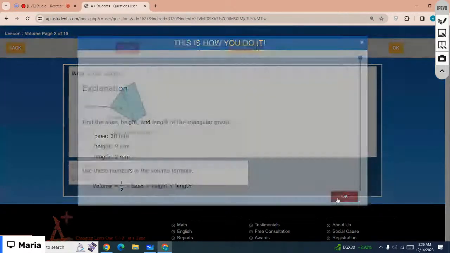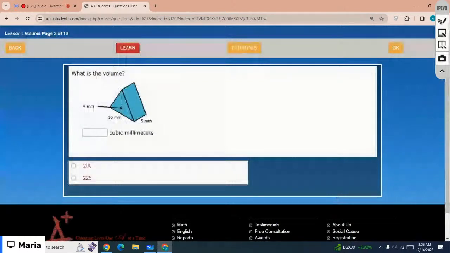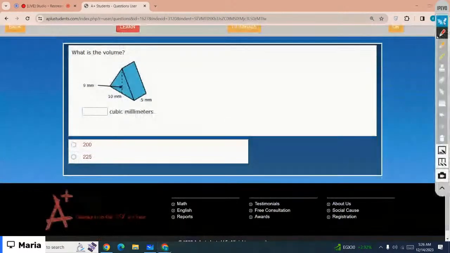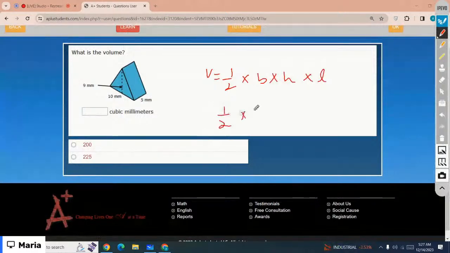Okay, that is half times base times height times length, right? So just multiply all the measurements. That is 1 by 2 times 10 times 5 times 9. 2 times 5 is 10, 5 times 5 is 25, and 25 times 9 is 225. The correct option is 225 cubic millimeter. Option number 2 is the correct option, right?